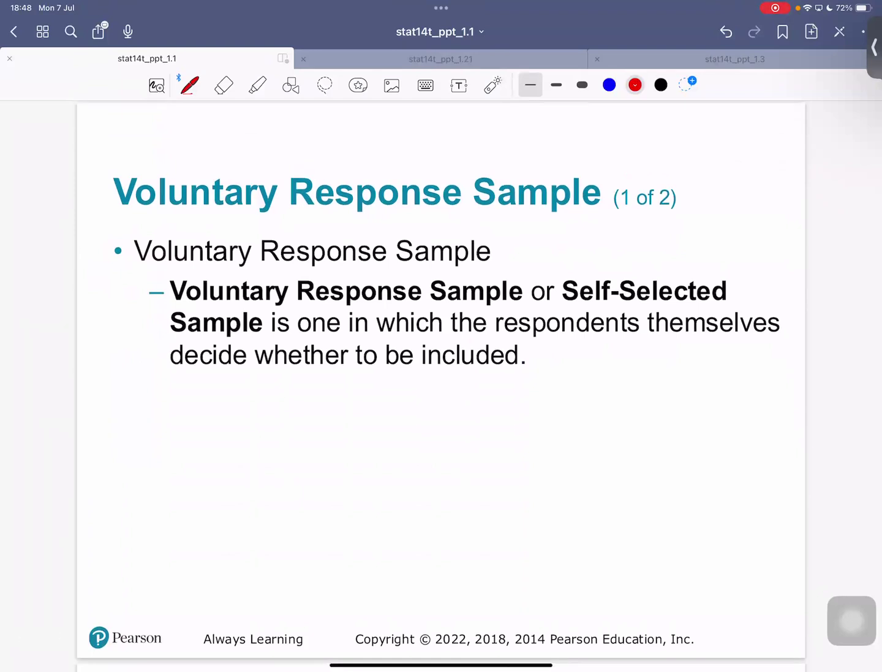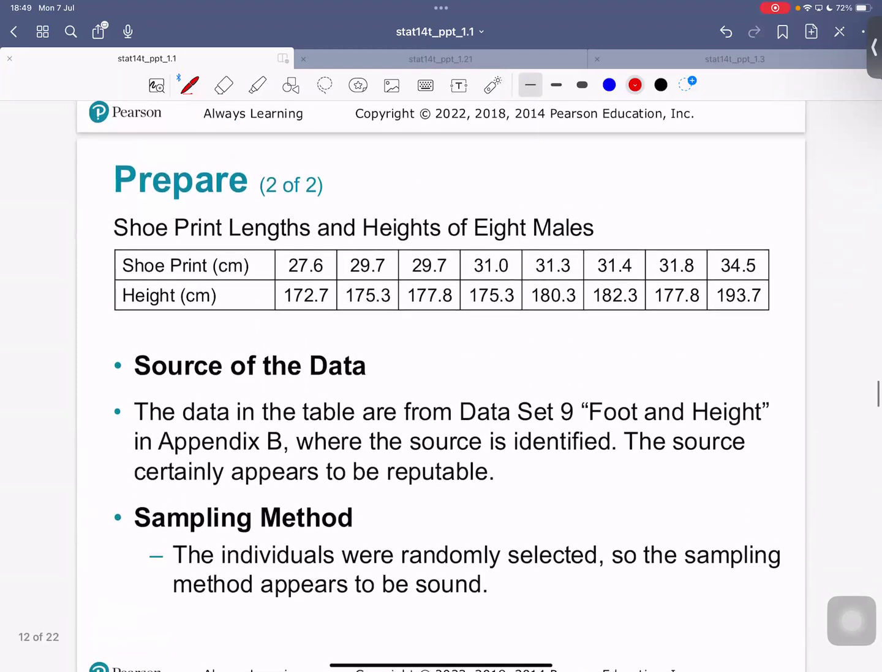Voluntary response sample. A voluntary response sample, or self-selected sample, is one in which the respondents themselves decide whether to be included. Okay, so in this case, can you give me an example for the voluntary response sample? Feedback surveys. Yeah.